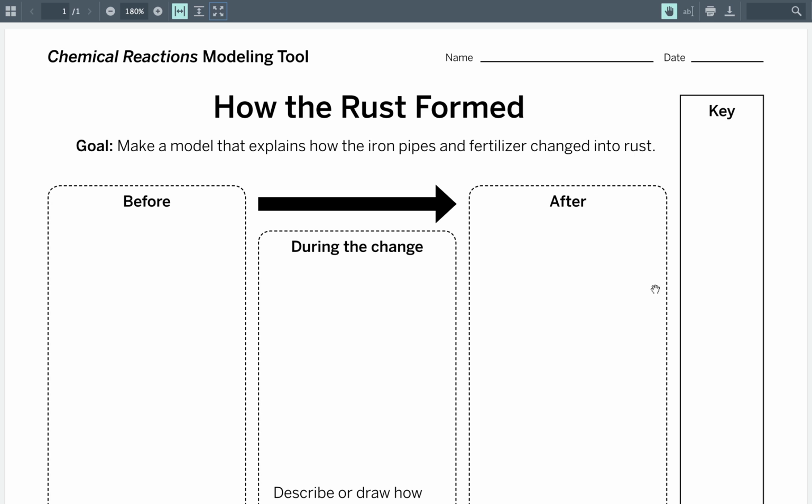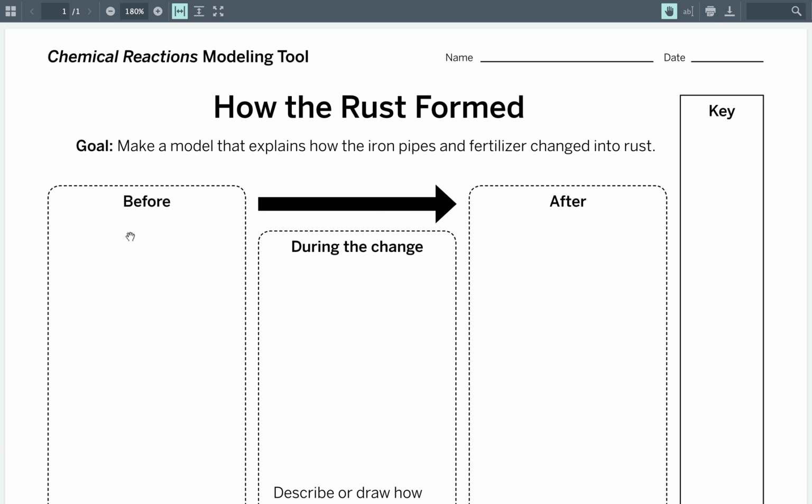So we've got several different boxes here. Let me explain those. This is before the chemical reaction. This is during the chemical reaction. This is after the chemical reaction. I want you to notice that we have the arrow here. Remember that arrow is the yield sign.